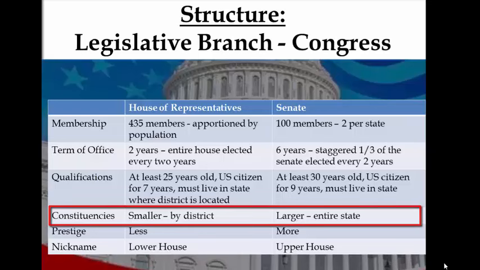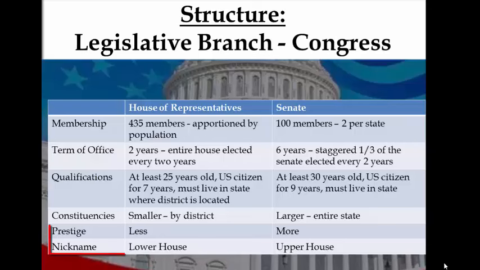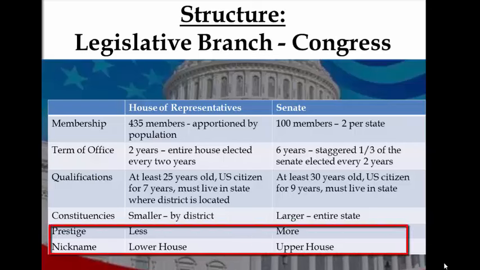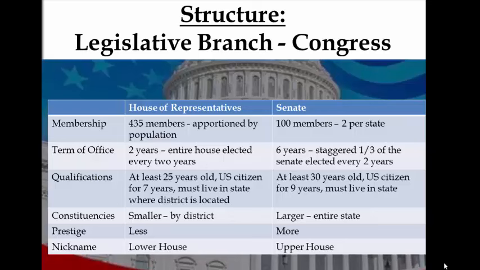So we have down here prestige, and prestige means kind of the significance or maybe how powerful you are. It would say less for the House of Reps and more for the Senate. Serving in the Senate is a little bit more, I don't want to say luxurious, but it's a little bit more influential. Okay, we have a lot of presidents who were former senators, but not too many that were in the House of Reps. And the reason is obvious.